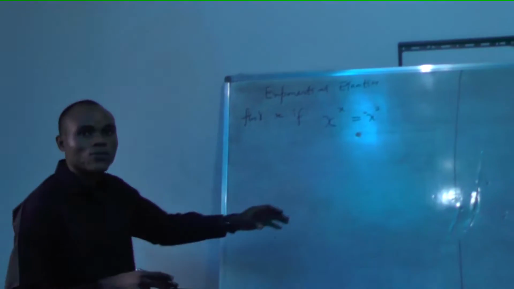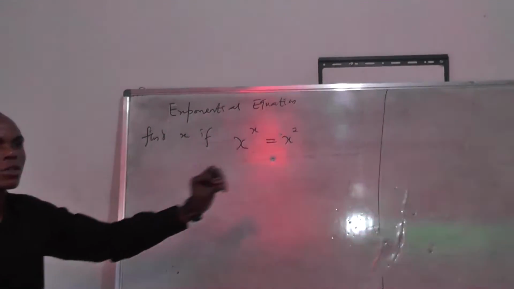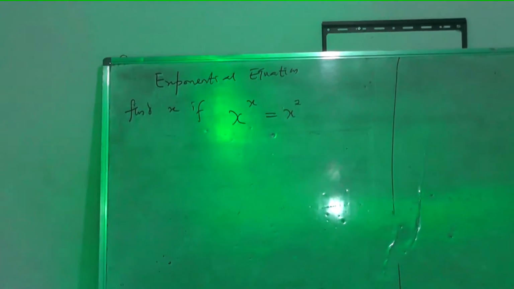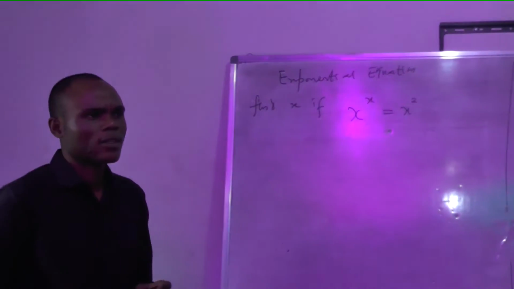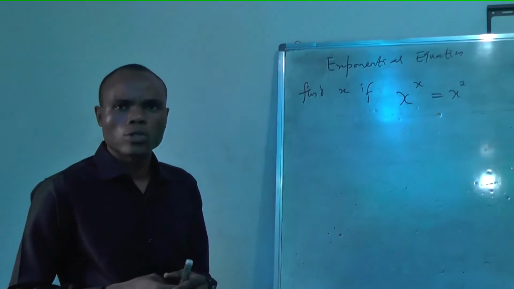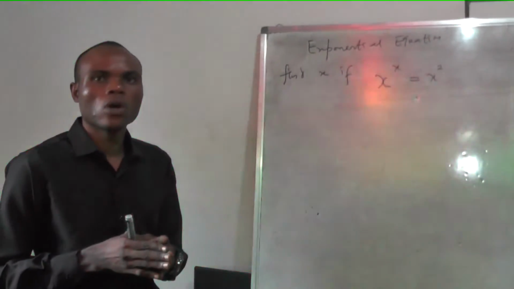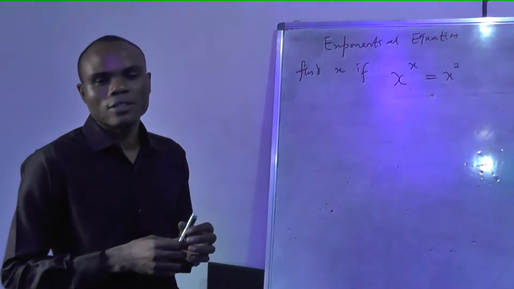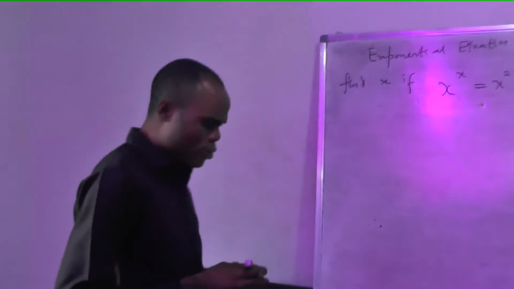Find x if x to the power of x equals x to the power of 2. How do we work out this problem? Let me quickly say that looking at this equation, there are two possible integer values for x. All right, let's do something.